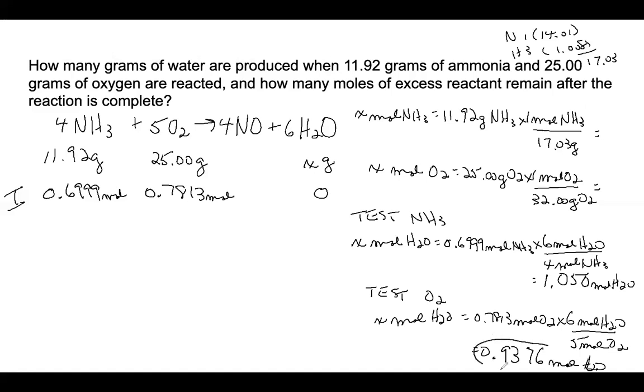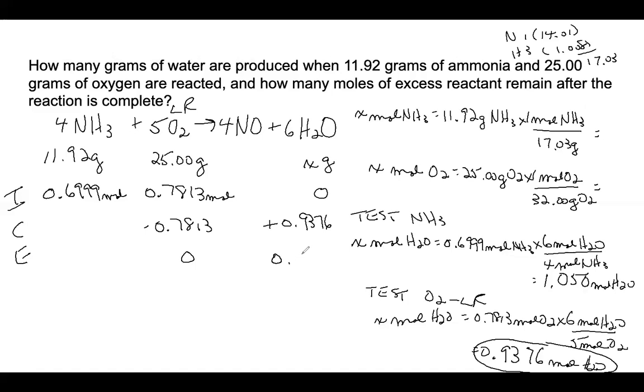Okay, so we look and see which one is less. Well, this is less. So that means the O2 is our limiting reactant. So limiting reactant, for how much water is produced? Well, that's our answer then. So here's our change. So we use up all the limiting reactant, so we can just put minus 0.7813. So at the end, we'll have 0 oxygen. We've used it all up. For the water, the limiting reactant tells us how much water we get, 0.9376. So that is gained.